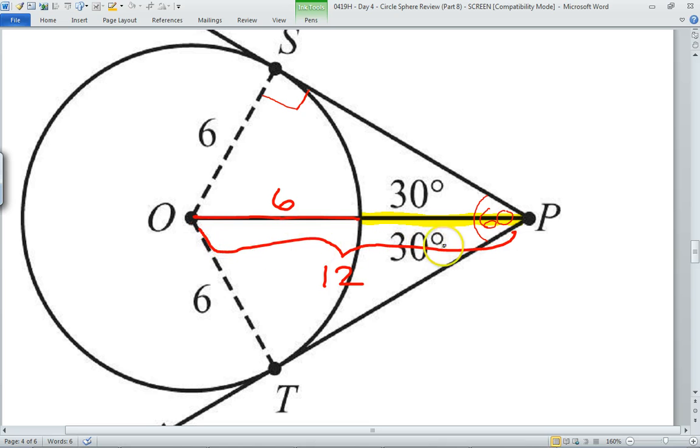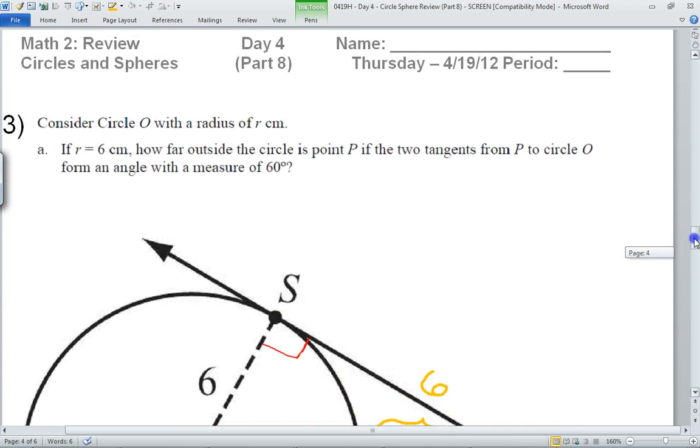If the whole thing is 12 and this red radius part is 6, then what is the length of the missing piece that we wanted? Of course, it is also 6. 12 minus 6 leaves 6. So that's the answer to the question. P is 6 units away from the circle. Just double checking. How far outside the circle is point P? 6.